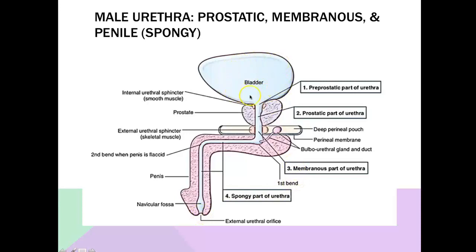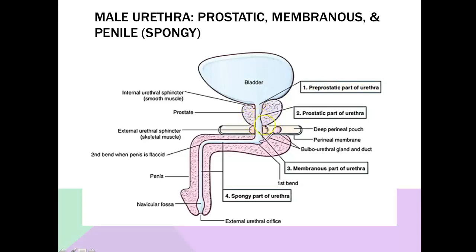So let's look at our bladder here, and then at this point is where we would have our internal urethral sphincter. The prostate surrounds the urethra here, so when you hear that somebody has an enlarged prostate, they typically have issues urinating because it impinges upon this area of the urethra, and this is called your prostatic part of the urethra. Do not worry about the pre-prostatic part of the urethra just yet. We will talk about that next quarter when we discuss the reproductive system.